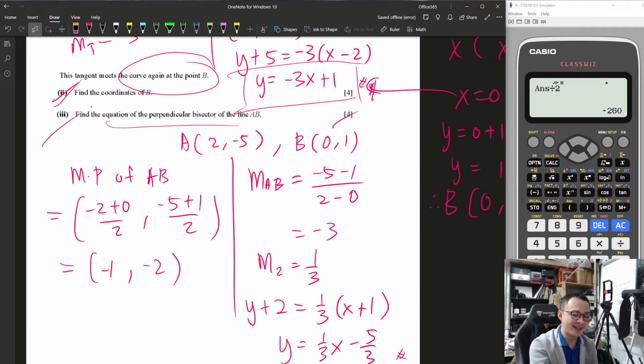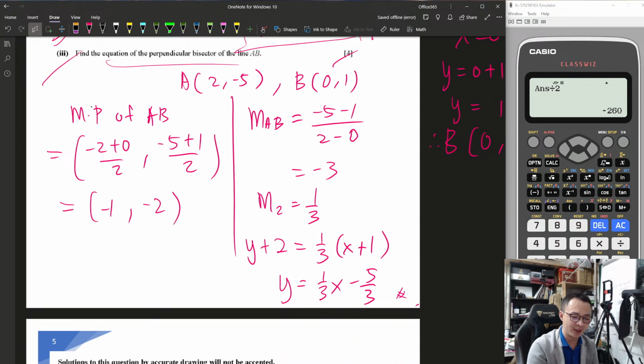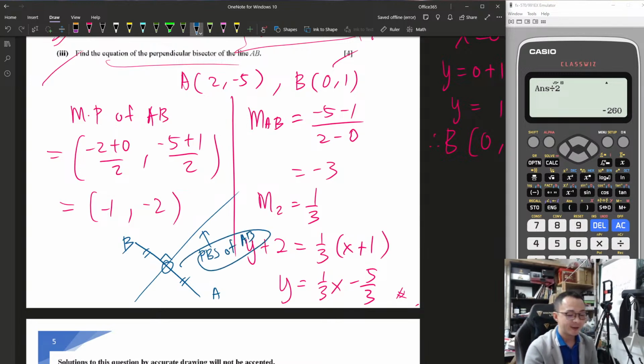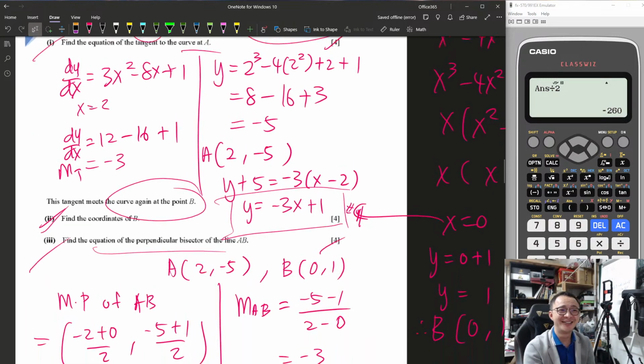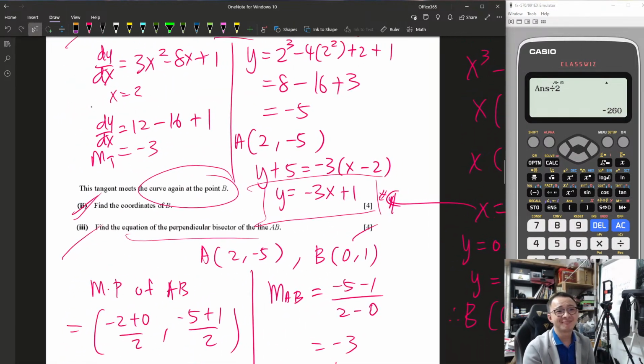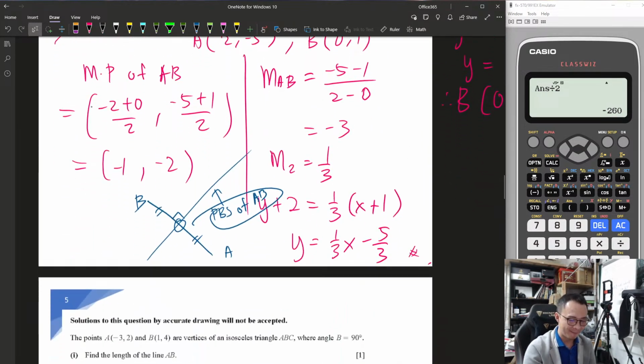Remember, the perpendicular bisector doesn't pass through A or B. If you have two coordinates like (2, negative 5) and you have something like AB, perpendicular bisector means this line will pass through the midpoint of AB and it will be perpendicular to AB. You are finding this line. This line is called the perpendicular bisector of AB. So this is how I get the 12 marks easily. I'm not sure you guys can understand or not, but it's not too hard, isn't it?